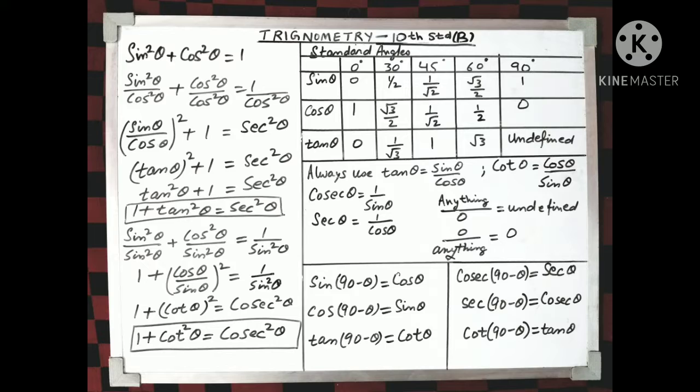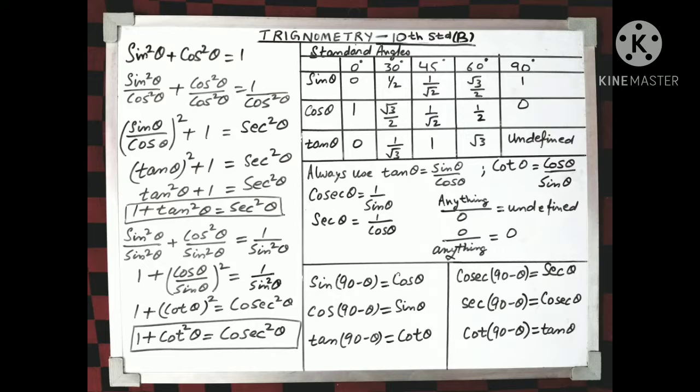Or there is a very simple other method also. You can write tan theta is equal to sin theta by cos theta. And suppose you have to find the value of tan 0. So you will write sin 0 by cos 0. So sin 0 is 0 and cos 0 is 1. So we will write 0 by 1.